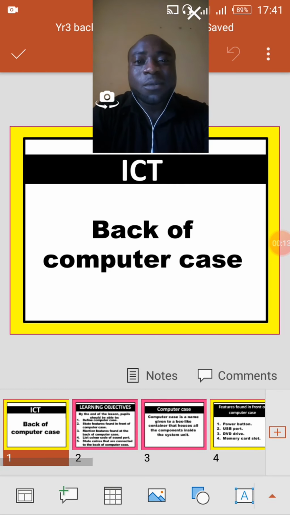Remember last week in our last topic we discussed something on computer hardware. I mentioned something that we call computer case. So that is what we want to discuss today, because it's good for us to look at the back and the front of this computer case. And if I ask you, you now know that computer case is the system unit.